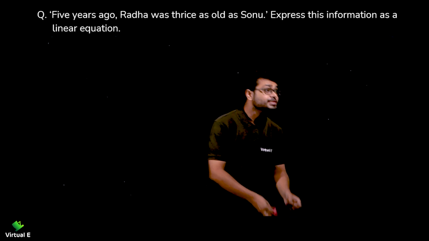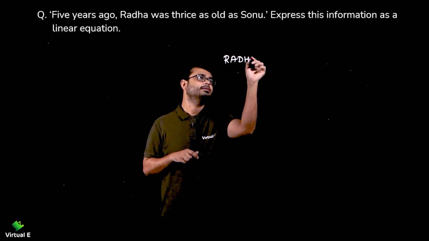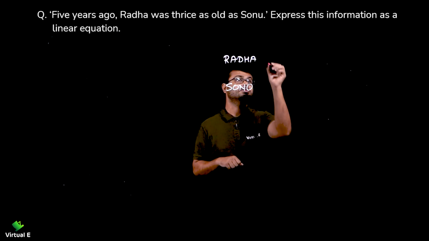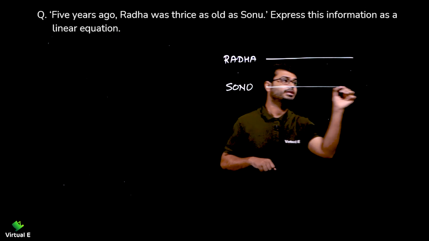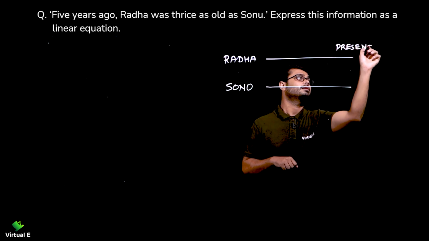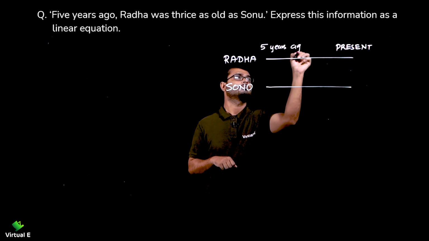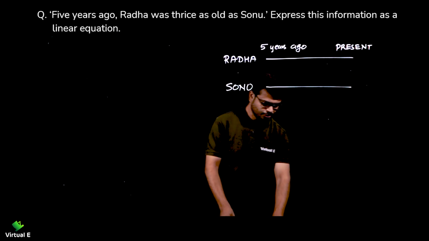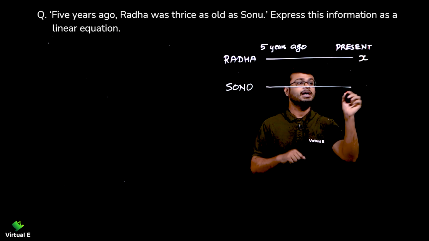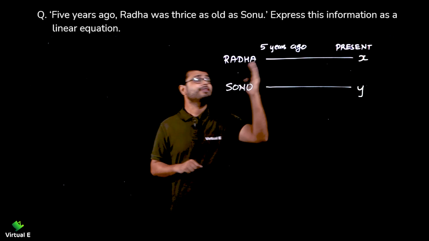So in this case, we'll take two people, that is Radha and another is Sonu. Now we'll talk about the two situations. One is present, and another is 5 years ago. Two situations we are going to talk about. So let's say Radha's age is X years and here Sonu's age is Y years. So now 5 years ago.